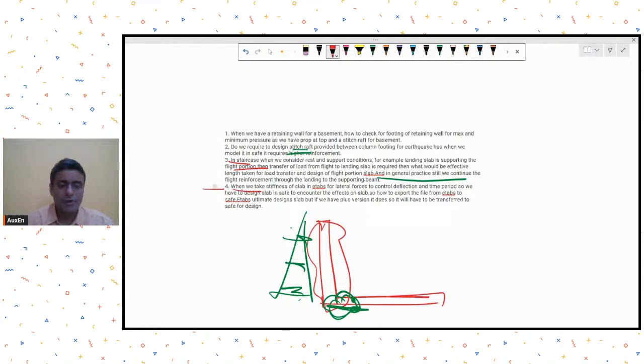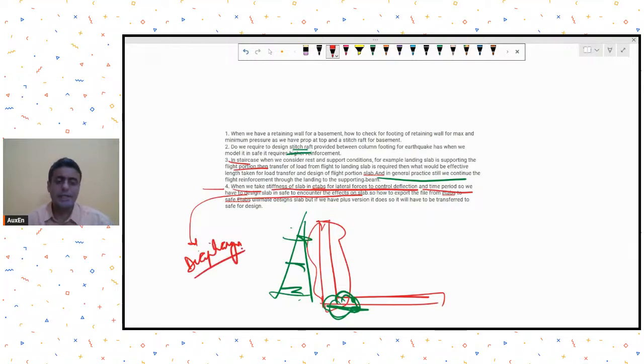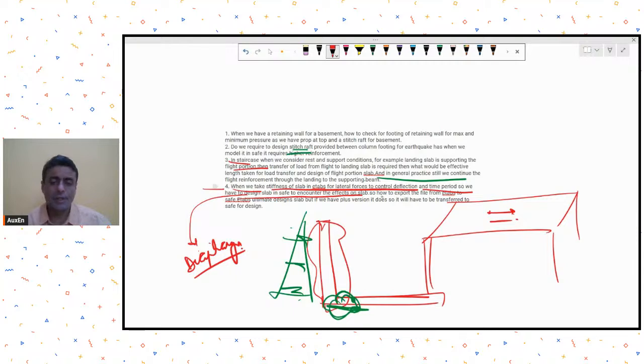Fourth question: when we take stiffness of slab in ETABS for lateral forces to control deflection and time period, do we have to design the slab in SAFE to encounter the effects on slab? Okay, so basically you are asking about the diaphragm effect of slab, I guess. Designing slab as diaphragm means when we have to design our slab for in-plane lateral forces, because we were taking the stiffness of that slab in our time period calculation also, and because it will be through the slabs that lateral loads are transferred, so we have to accordingly design this slab for taking the lateral forces.